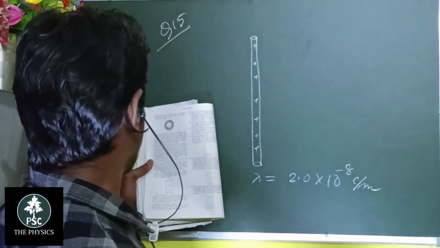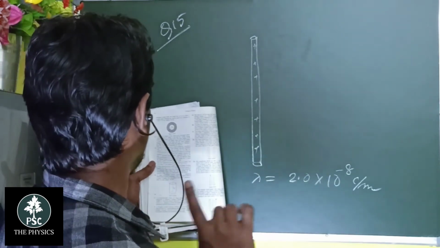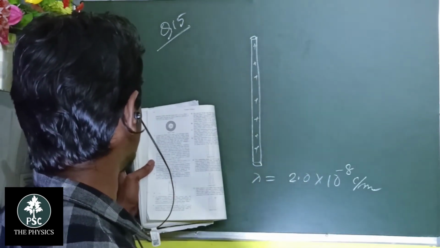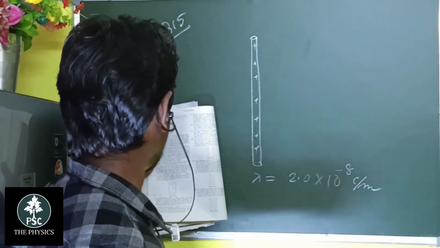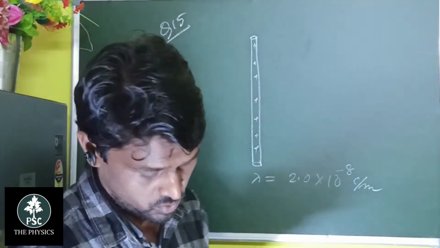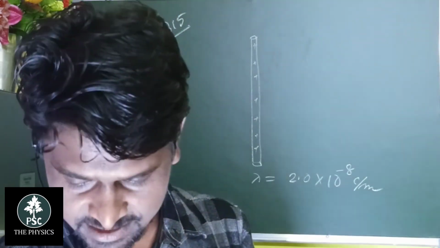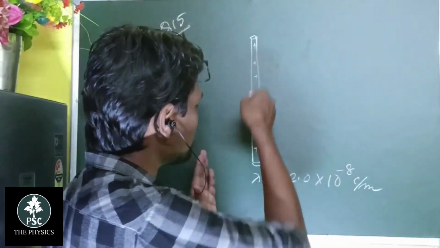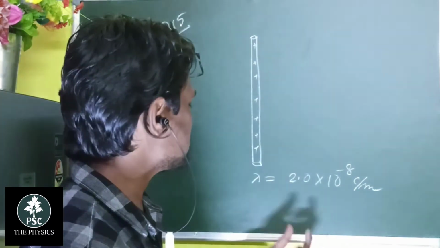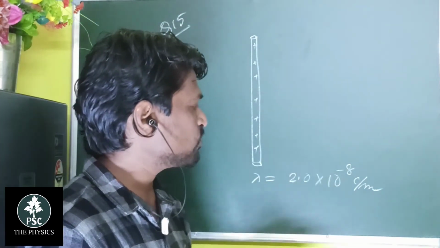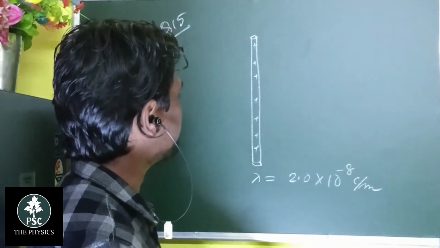An electron revolves around it in a circular path under the influence of attractive electrostatic force. Find the kinetic energy of the electron. Note that it is independent of the radius. So it is a cylinder that contains a linear charge distribution of 2.0 into 10 to the minus 8 coulomb per meter.